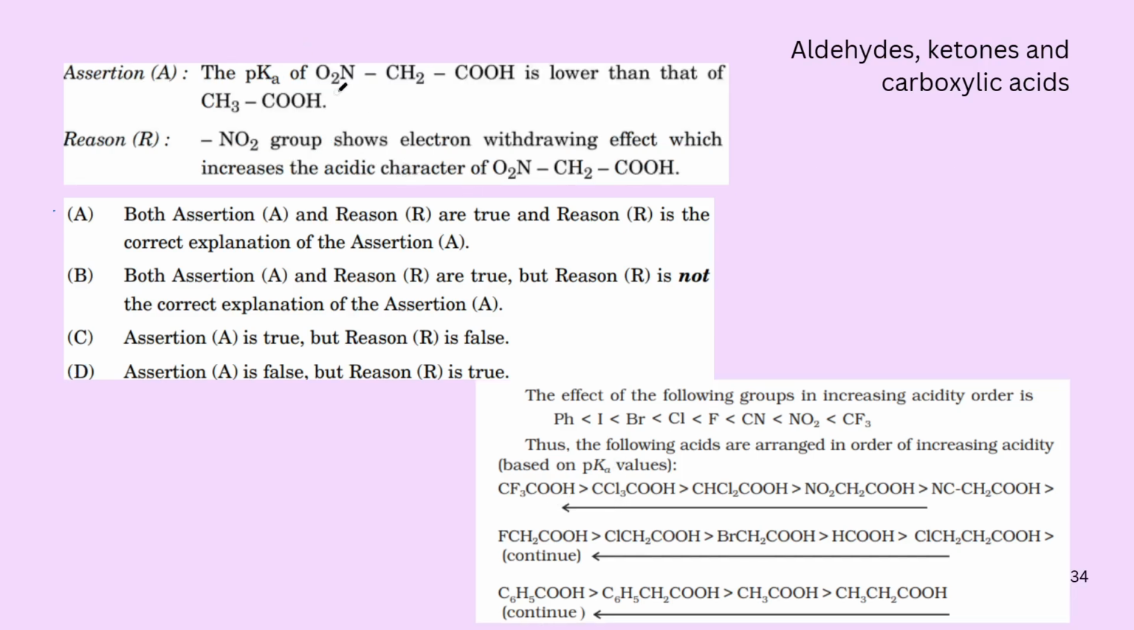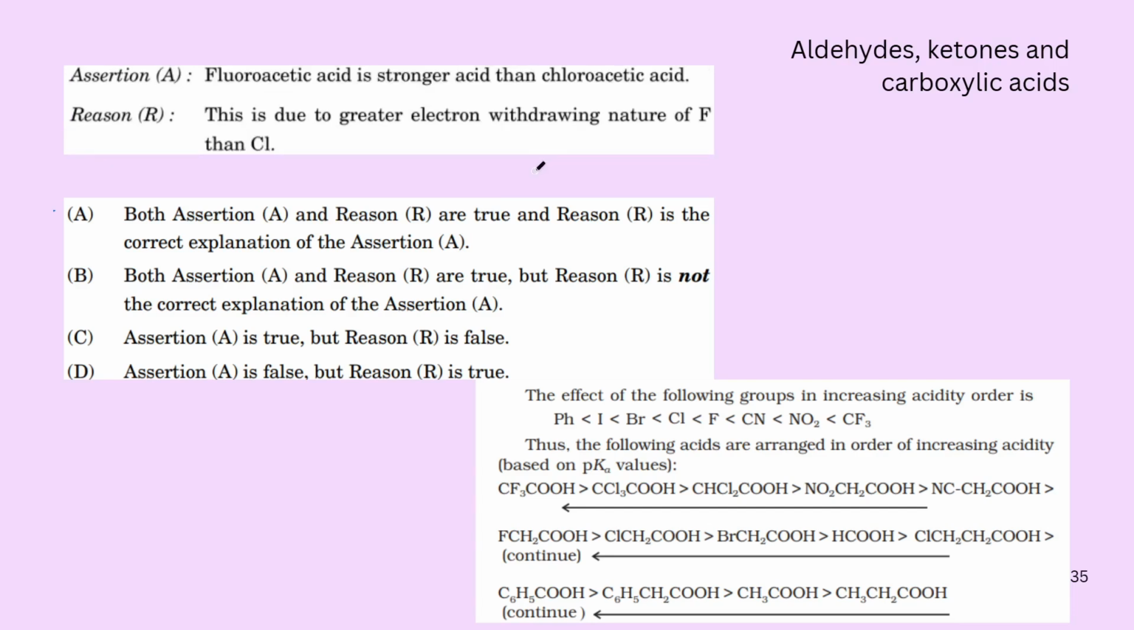The pKa of NO2CH2COOH is lower than that of CH3COOH, and this is true because the NO2 is an electron withdrawing group. It pulls the electrons towards itself, so it's going to be a stronger acid. It makes this a stronger acid than this, and if it's a stronger acid, the pKa value is less. The reason given here is that it shows electron withdrawing effect, and this in turn increases the acidic strength. So both the assertion and reasoning are true, and the reason is the right explanation of A.